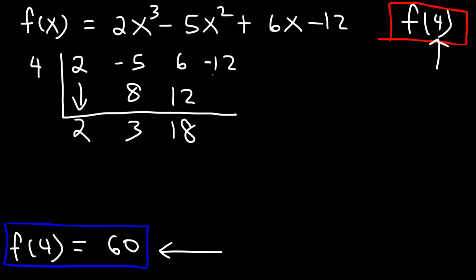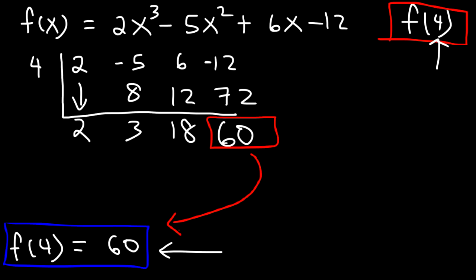Now, what's 4 times 18? 4 times 10 is 40. 4 times 8 is 32. 40 plus 32 is 72. And -12 plus 72 is 60. So as you can see, the remainder is 60. The remainder for synthetic division is equal to the value of the function at x equals 4. So the remainder is the same as f of c. 60 is equal to f of 4.